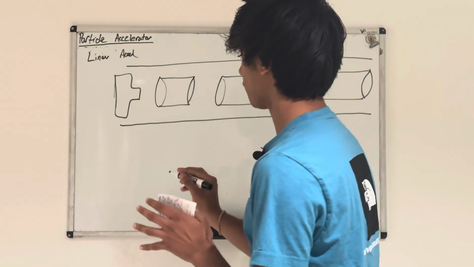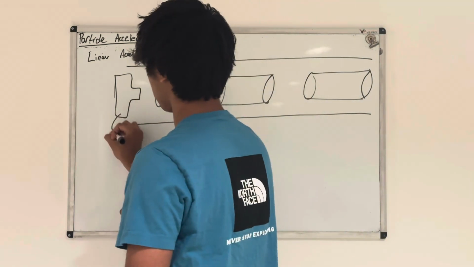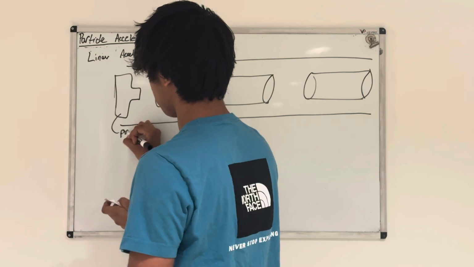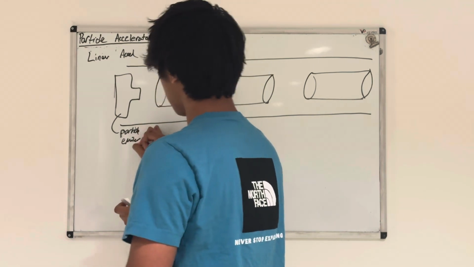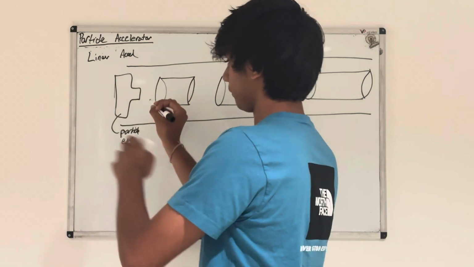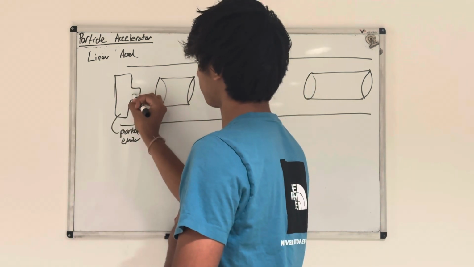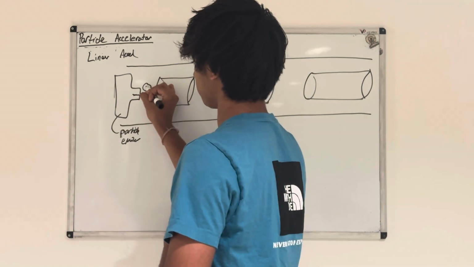Okay, so with this diagram, the first part we have is the proton emitter, or sorry, the particle emitter. It doesn't have to be necessarily a proton. And what this does, again, is it releases a charged particle out of here. So let's imagine it releases a proton.